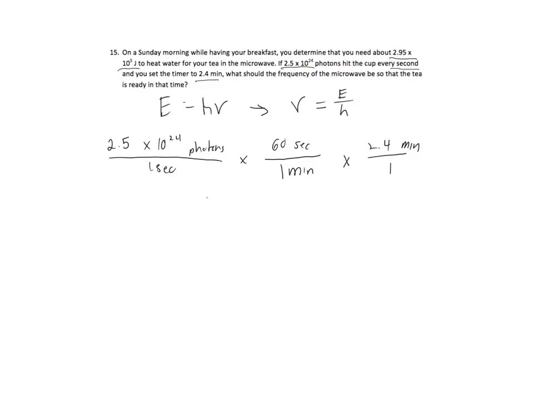Then we can solve that dimensional analysis problem by first confirming that all our units cancel out and we want our final product to be photons. So let's see if that works. We have seconds here and seconds here, so those cancel. Minutes here, those cancel, and we are indeed left with photons. And when I calculate this number, our final number would be 3.6 times 10 to the 26th photons.